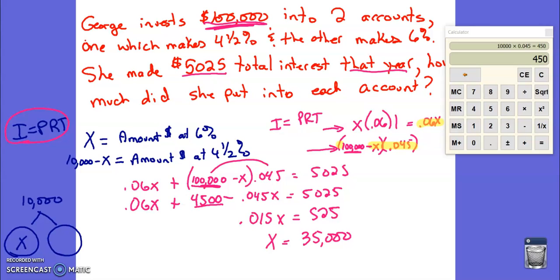So that's how much she put into this account. And notice the problem says how much did she put into each account. So then you just need to subtract the 35,000 from the 100,000 to find that amount, 65,000.